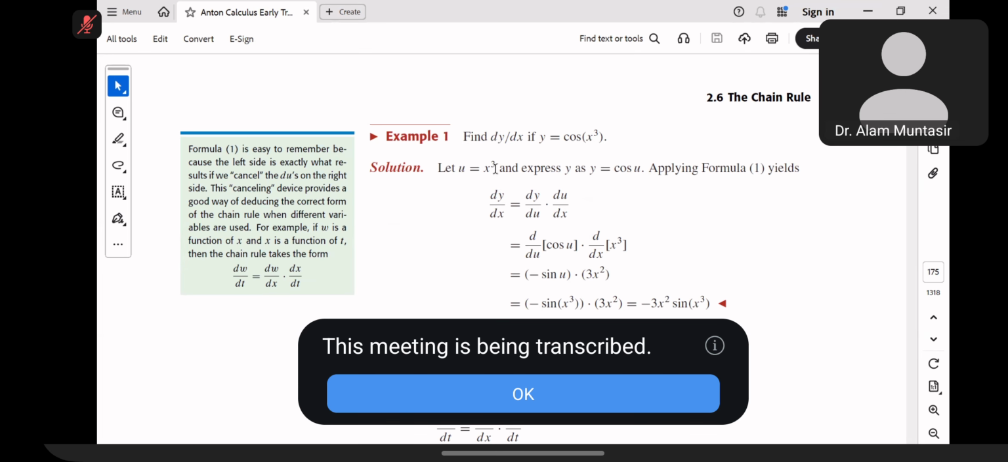So using chain rule, first we take the derivative of y with respect to u and then u with respect to x. And finally we get minus 3x squared sine x cube. Or you can directly make the differentiation using direct rule. Can you make the differentiation using chain rule? Yes, sir.